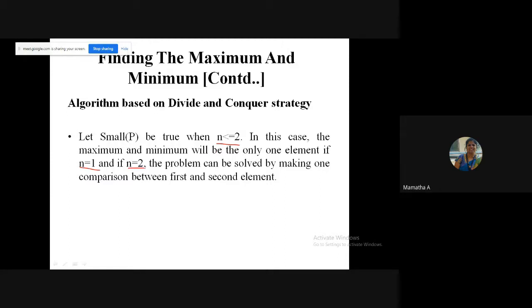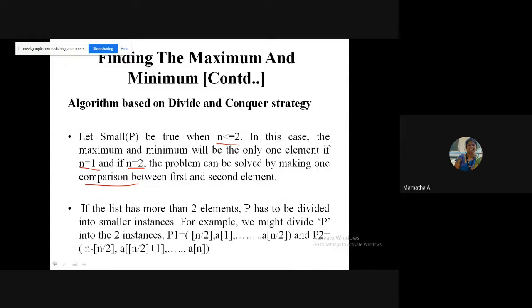When n equals 2, I need one comparison between the first and the second. Next, if you have more than two elements, then you will have to divide into smaller instances. As I said, we have two instances, and you all know how we divide the array into two instances, by using the concept of mid. So your problem P1 will be from low to mid. The other one will be from mid plus 1 to high.